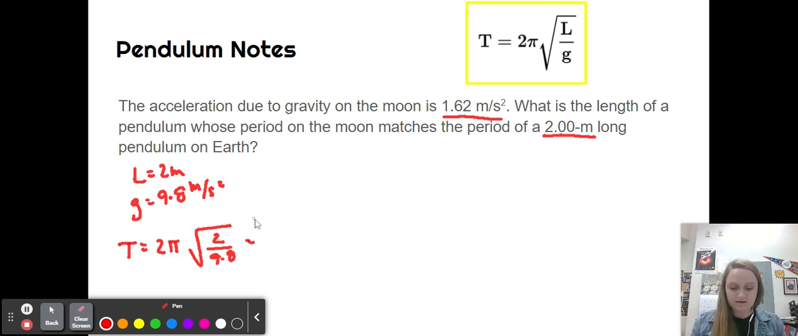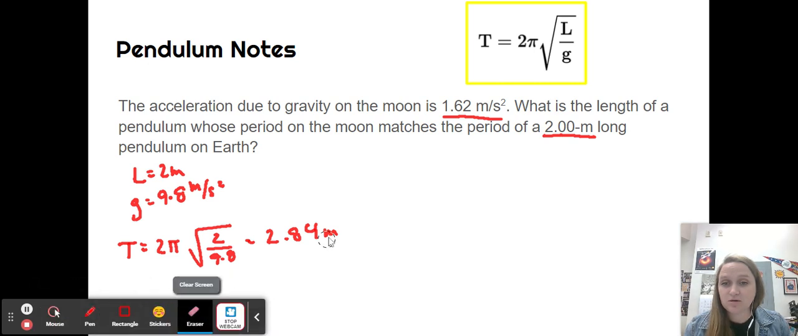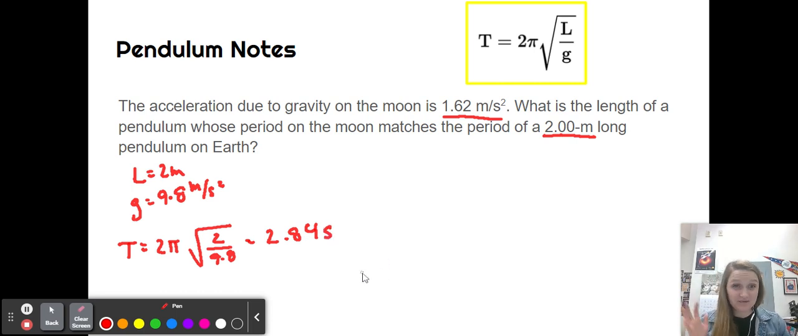So when I plug that into my calculator, and I'd really encourage you guys to practice plugging this into your calculator, because if you're going to make a mistake in this part of the unit, it's going to be the actual plugging into the calculator. It's not going to be the math part, like the physics part. Oh, not meters. Ooh, seconds. Miss Schulte can't write her units correctly today. 2.84 seconds. So that's my period.